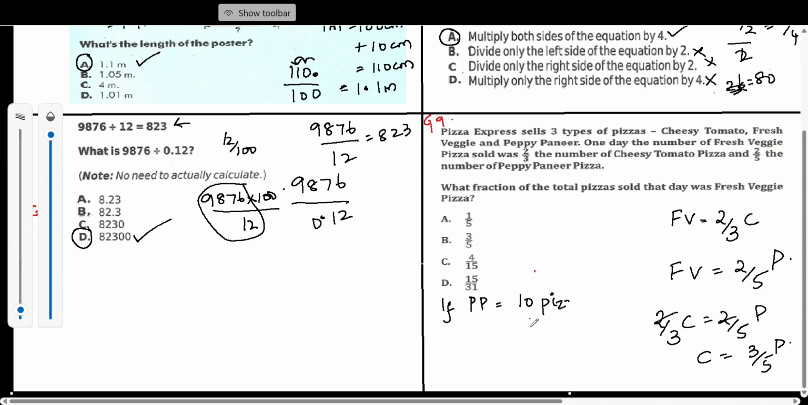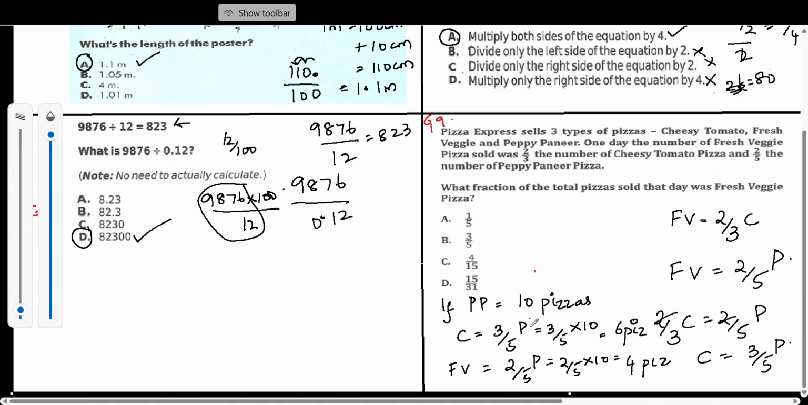This is my assumption. So cheese is 3/5 of the paneer. 3/5 into 10 will give me 6 pizzas. So peppy paneer is 10 means cheese is 6, and we already have fresh veggie is 2/5 of this. So 2/5 of 10 will give me 4 pizzas. So now you see that in one day, if peppy paneer is 10, cheese is 6, fresh veggie is 4. So 10 plus 6 plus 4, totally 20 pizzas are sold that day.